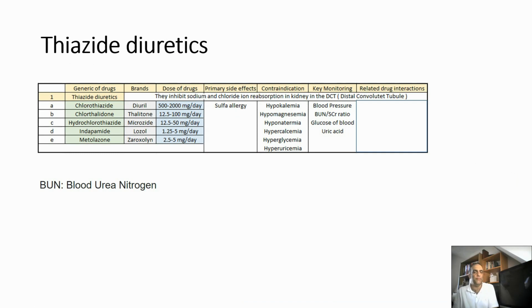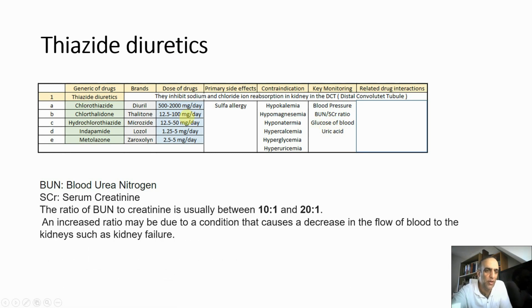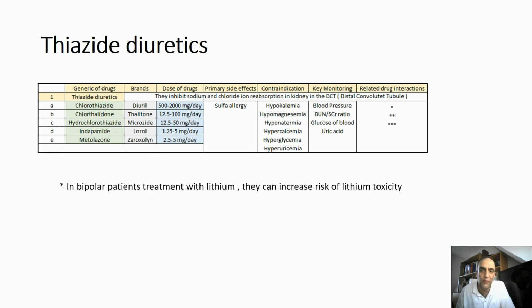And next step, monitoring. It is about the ratio, and we have to care about blood pressure. When we use a thiazide diuretic, we have to monitor blood pressure, and we care about BUN per SCR, blood urea nitrogen per serum creatinine, because the normal ratio is between 10 per 1 and 20 per 1. If the ratio is increasing, the increase may be due to heart failure or kidney failure, and we have to care, because maybe we have a kidney failure in this treatment.